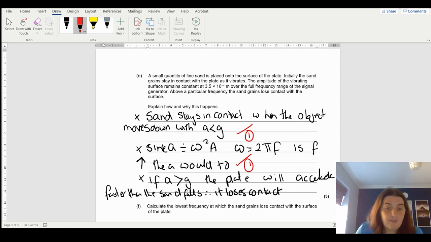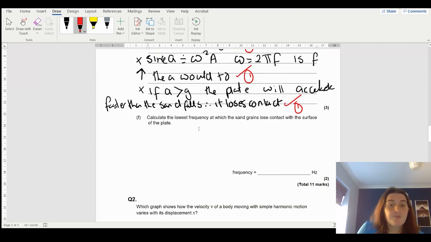And lastly, of course, if a is greater than g, the plate will accelerate faster than the sand, so it loses contact. Last mark. It says here, calculate the lowest frequency at which the sand loses contact with the surface of the plate. So I know that g is the last position. If the acceleration of the object oscillating is bigger than g, that means it's going to lose contact. So g is the lowest that you can actually have.